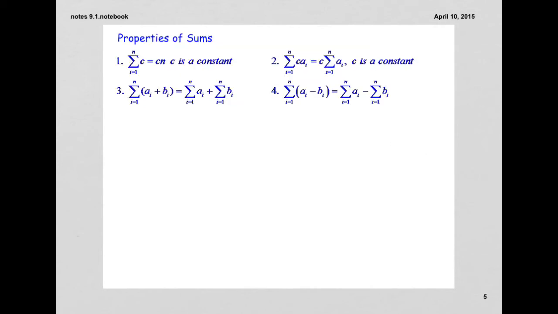You will need to copy this down. These are the properties of sums, so pause the video at this time and copy these down.